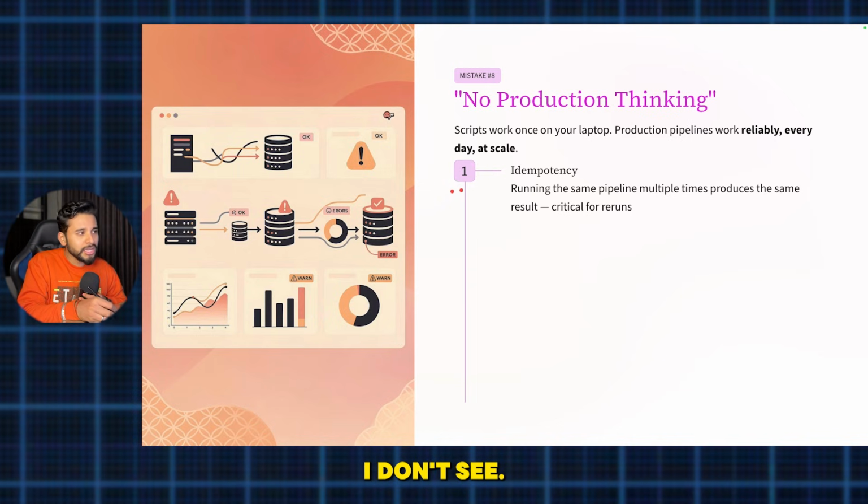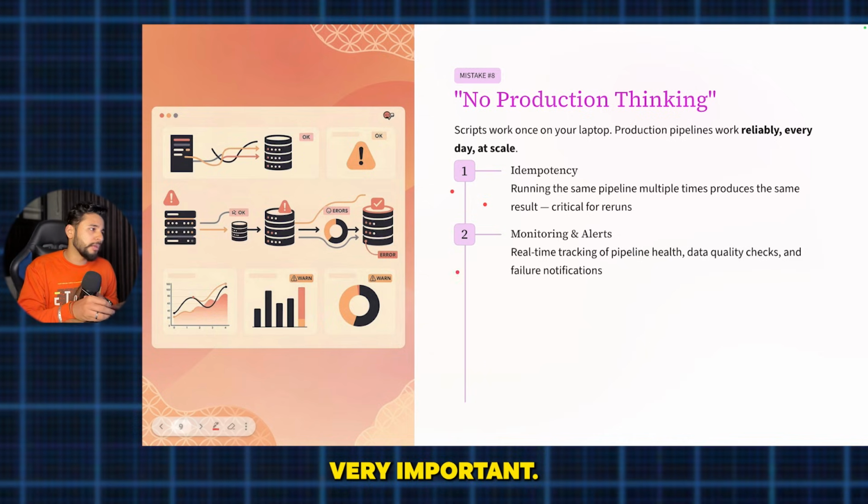That is idempotency. Idempotency means that if you run the same pipeline multiple times, it has to produce the same result, with no duplicacy. Idempotency is achieved via different strategies, like MERGE INTO statements, incremental loads and so on. So these things are very important.